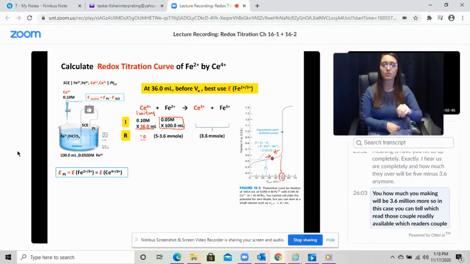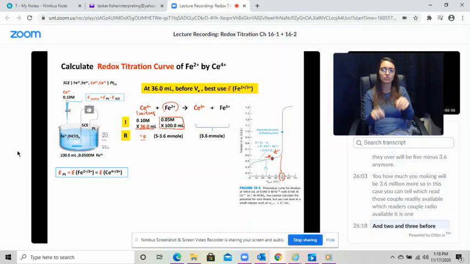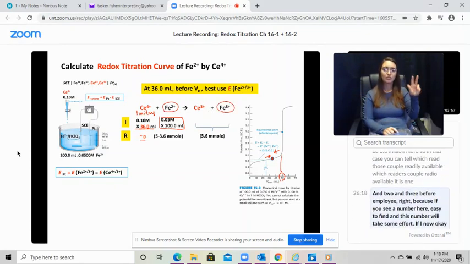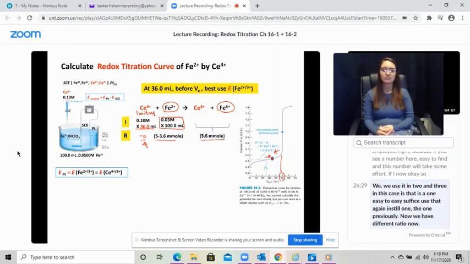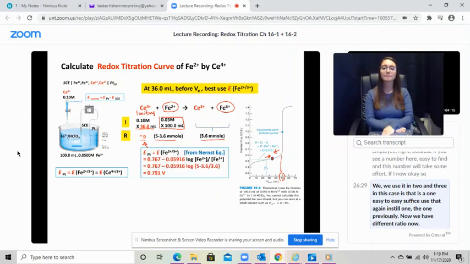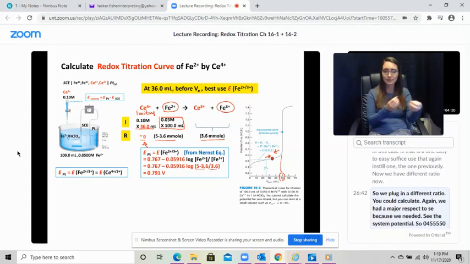So in this case, you can tell which redox couple is readily available, which is this one, iron 2 and iron 3 before the endpoint, right? Because you see a number here easy to find, and this number will take some effort to find out, okay? So we use iron 2, iron 3 in this case. That is the one easy to find, so we use that. Again, instead of 1-to-1 previously, now we have a different ratio, and so we plug in a different ratio.